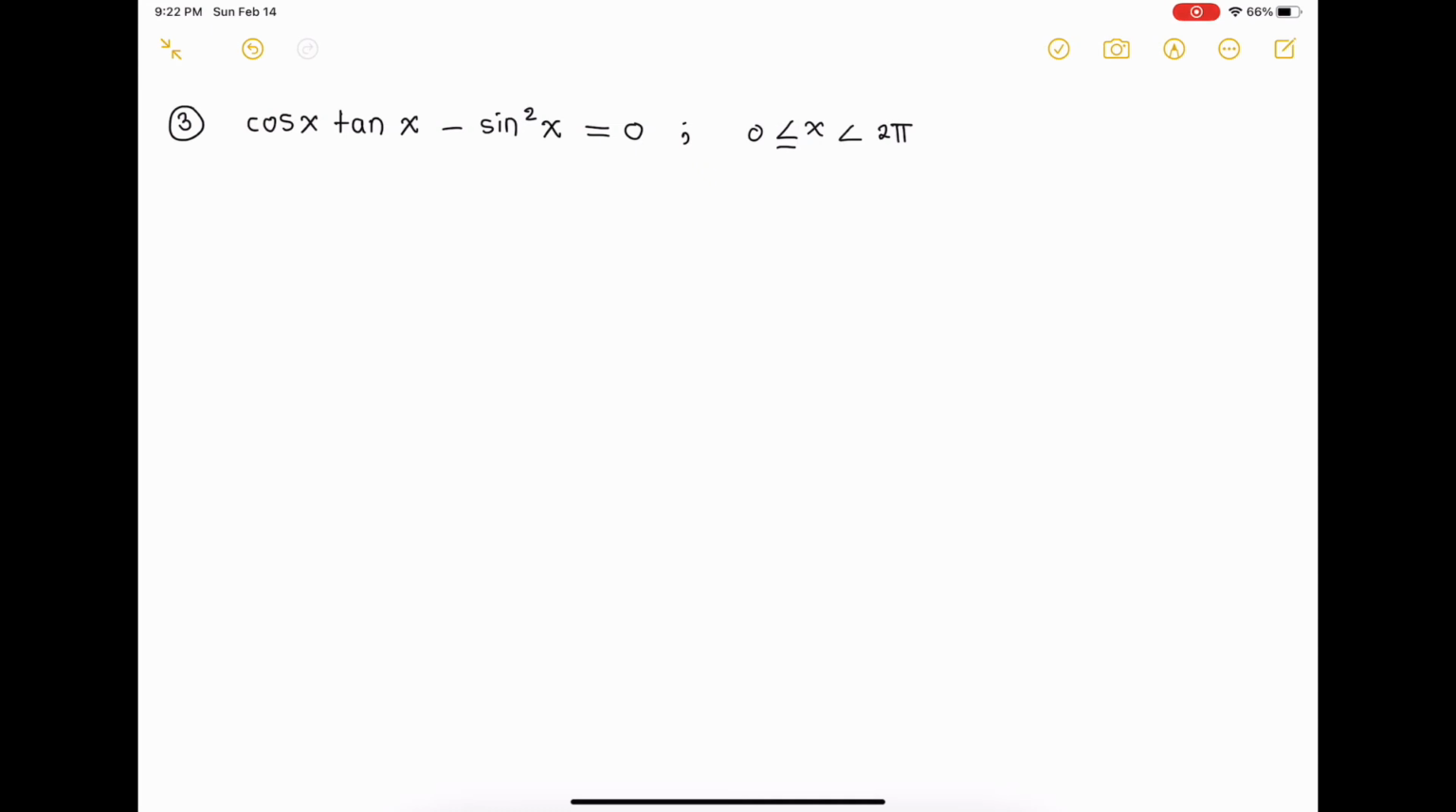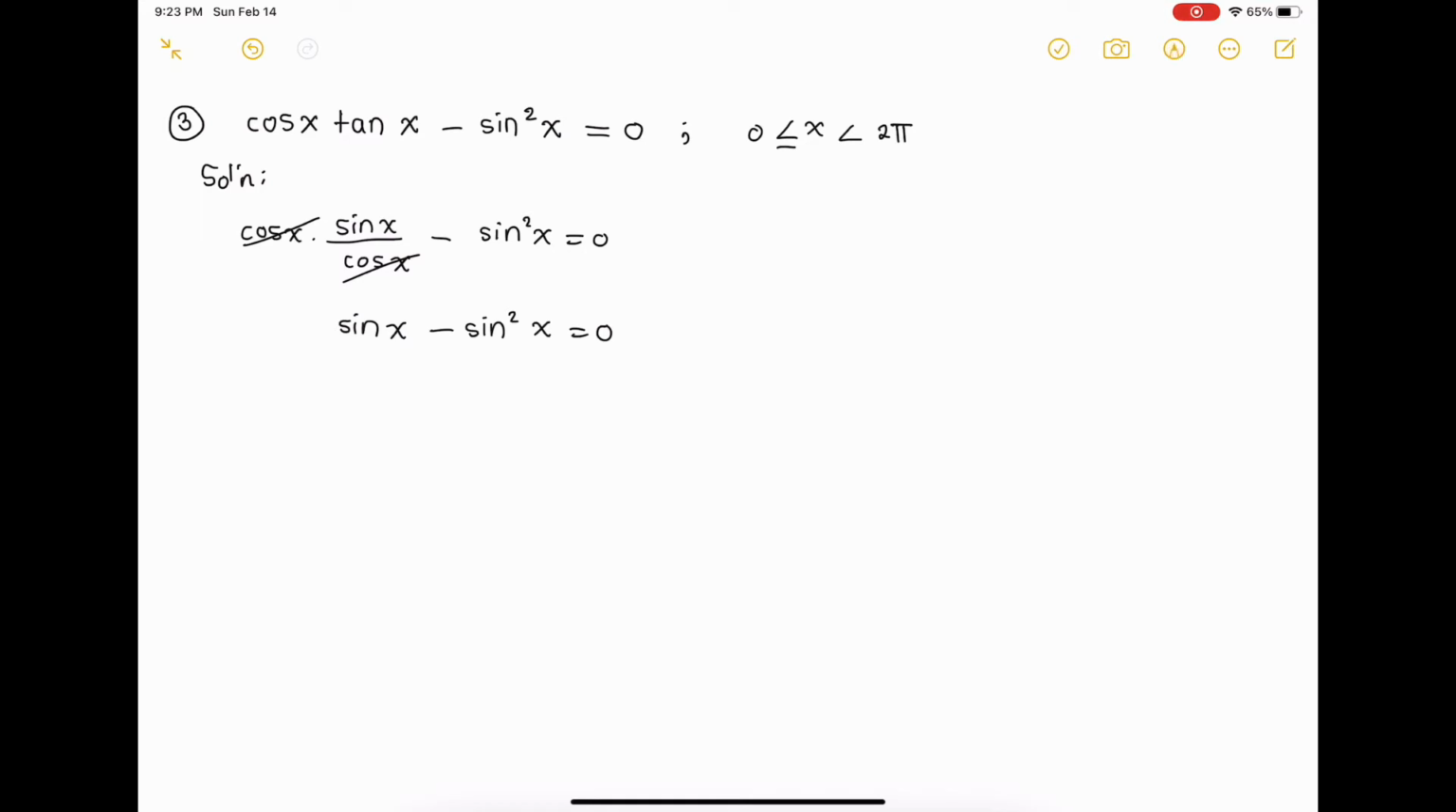Going to example number 3. Solve cosine x times tangent x minus sine squared x equals 0, such that x is greater than or equal to 0 but less than 2 pi. So for this case, I will simplify tan x. So cosine x times sine x over cosine x minus sine squared x equals 0. And then simplify, we have cosine x over cosine x is 1. What remains is sine x minus sine squared x equals 0.